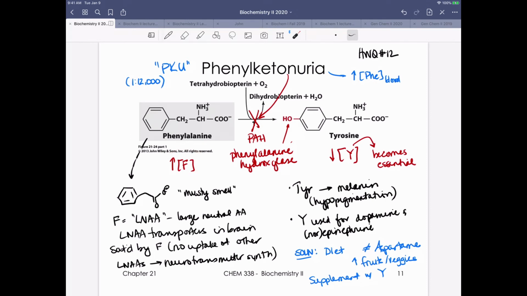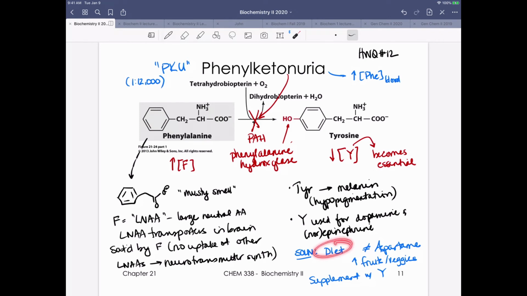And people who have PKU have a hard time, again, metabolizing that. So you'll notice anything that contains aspartame, and remember aspartame is the chemical name for the trade-named NutraSweet. So anything that was made with NutraSweet or has aspartame in it, there'll be a warning label on there saying, warning phenylketonuria, this product contains phenylalanine.